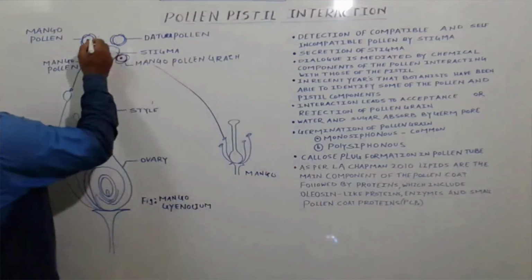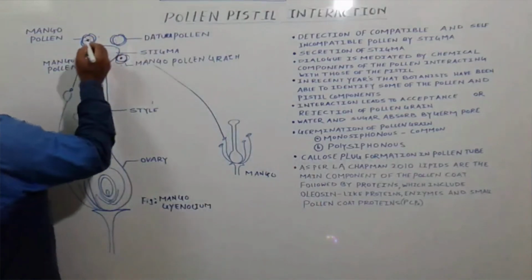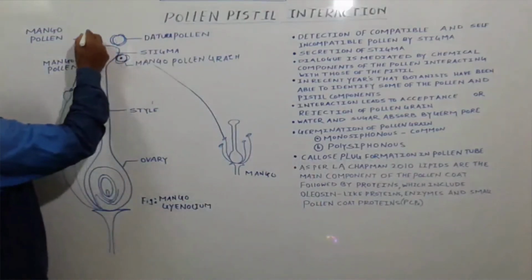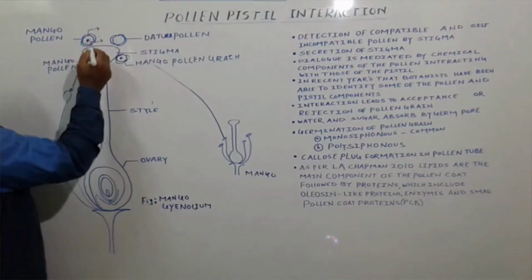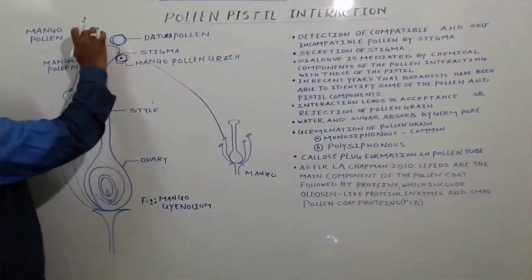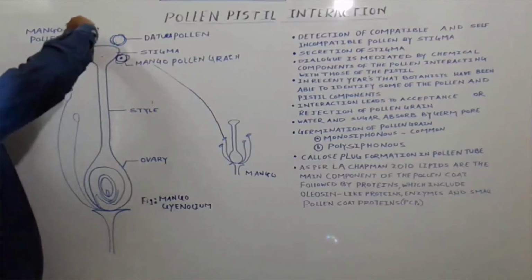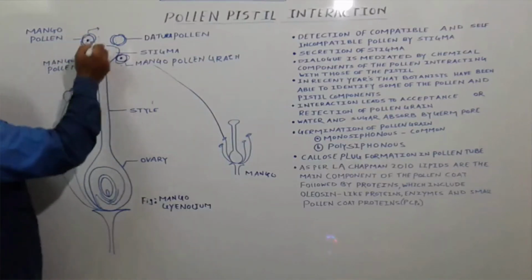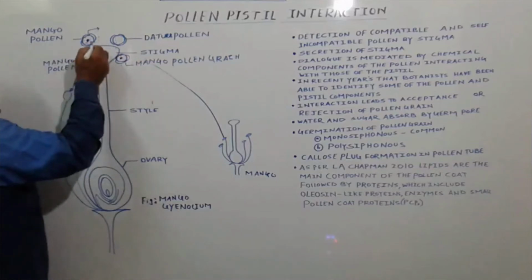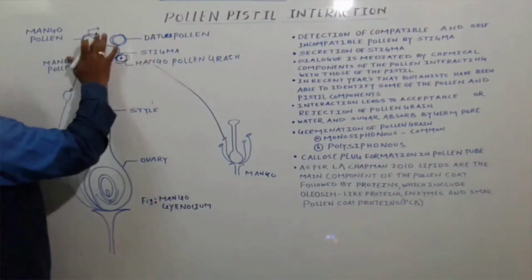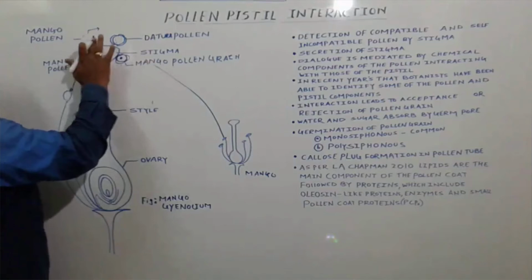If the germ pore, this one is the germ pore, this one is the germ pore, is here, then this pollen grain moves like this. This pollen grain moves like this, and the germ pore comes and adheres to the stigma. This pollen grain shows a movement.